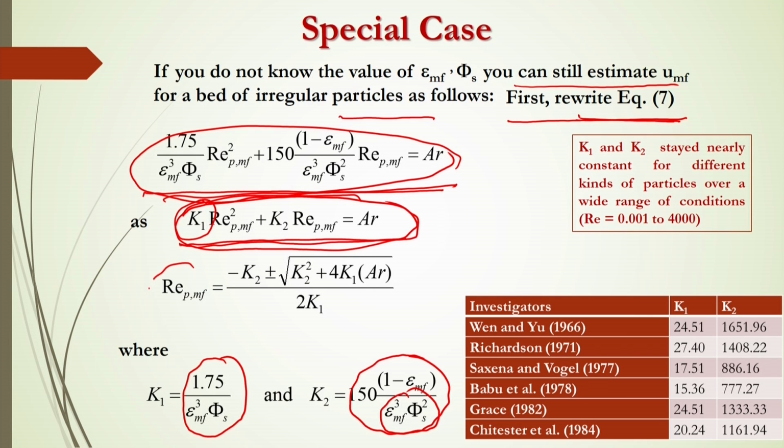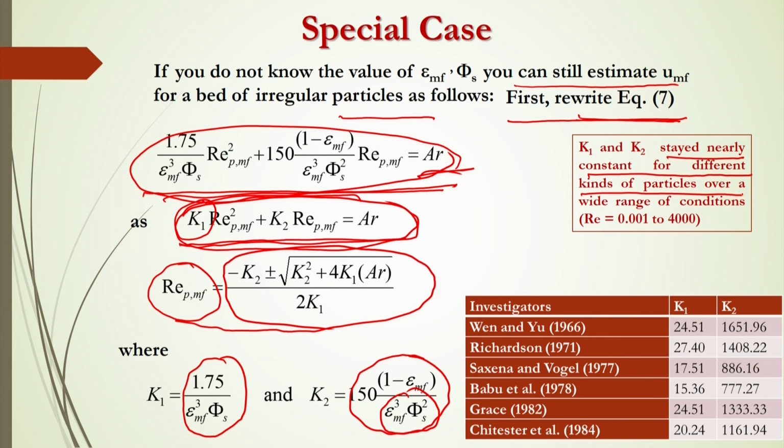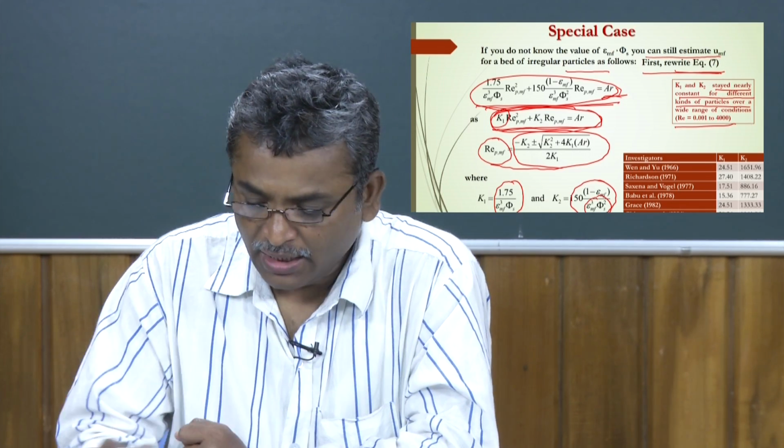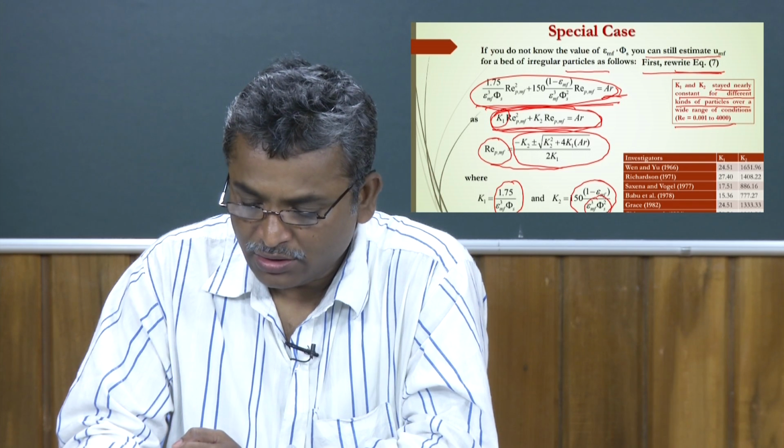So, from this you can calculate the minimum fluidization condition for the Reynolds number. Here it will be a function of K1 and K2, and also the Archimedes number. So, from this you can calculate the minimum fluidization velocity. Now, K1 and K2 stay nearly constant for different kinds of particles over a wide range of conditions. That means, if Re is within the range of 0.001 to 4000, then you will get K1 and K2 within this range.